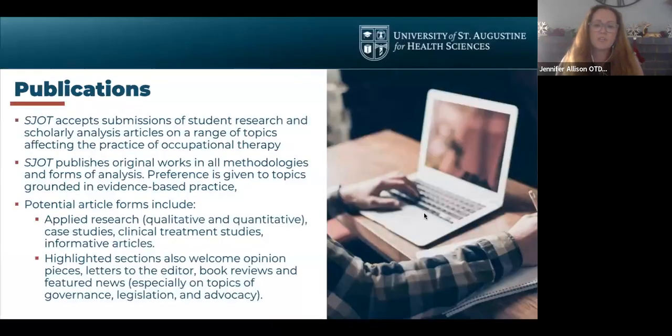So for the next one, we talk about the types of publications. We do focus on evidence-based primarily. So we are looking for qualitative and quantitative research. We accept from universities across the US, but we will accept different types of papers, including opinion pieces, book reviews, different types of advocacy and policy development.